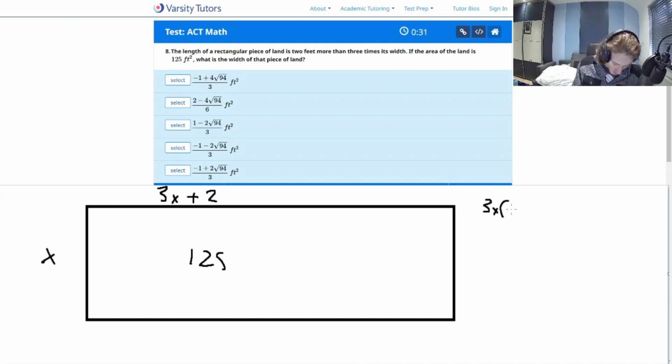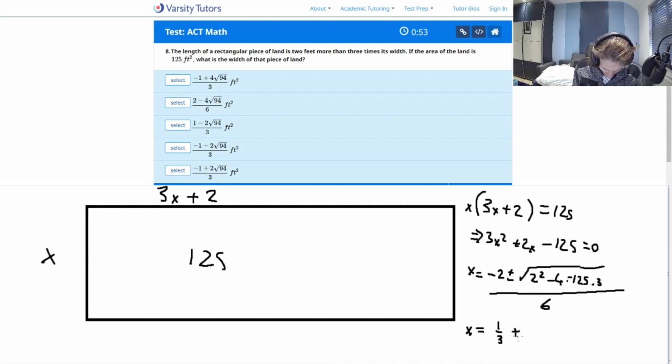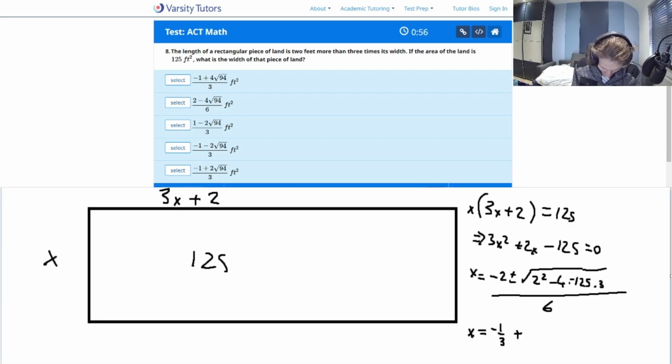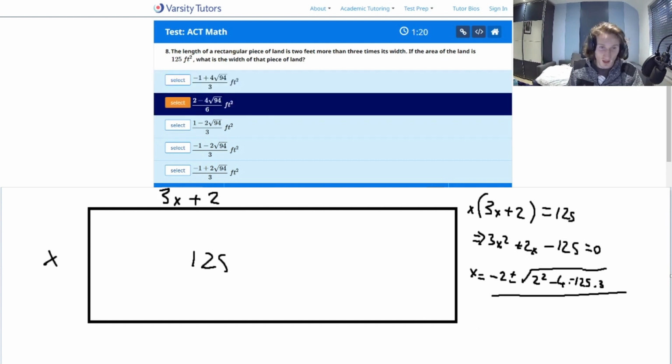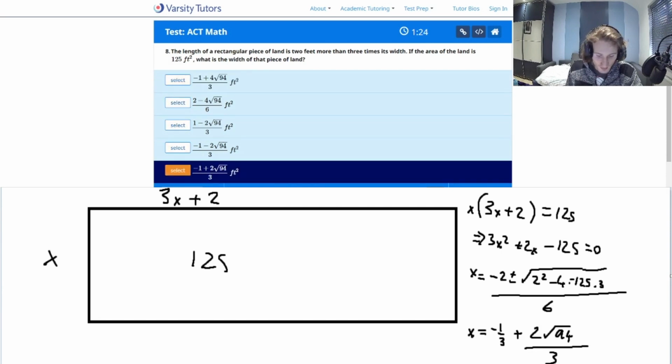So I'm going to have 1 as x and 3x plus 2, and the area is 125 square feet. Then I know that 3x squared plus 2x minus 125 is equal to 0, so x is equal to... Okay, it's... I need to learn how to read that one.